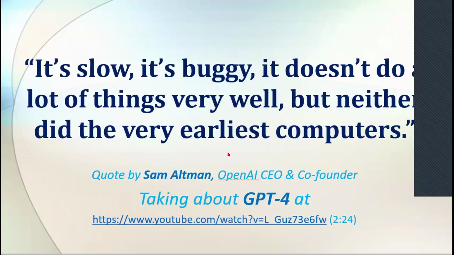Another Sam Altman quote. I'm going to sprinkle some of these. His quotes are more well-reputed than mine, I think. "It's slow. It's buggy. Doesn't do a lot of things very well, but neither do the very earliest computers." And he's talking about the latest and greatest. He's talking about GPT-4, the tool that has the most capacity, the most responsiveness, and is the most capable, and it's slow and buggy. And it's improving all the time. It does learn, by the way, and it learns from you.